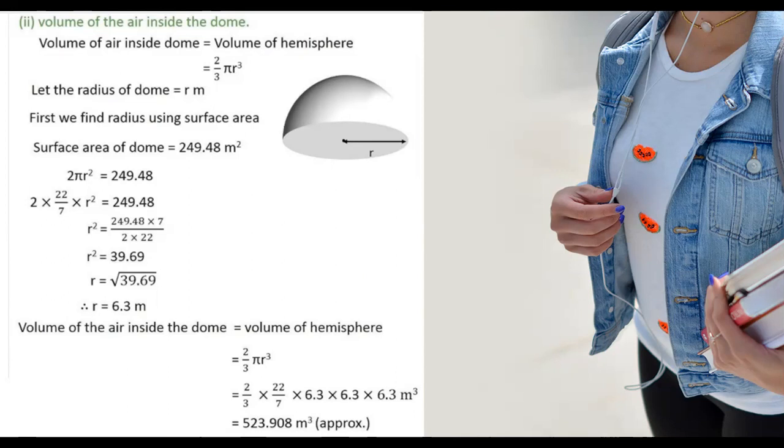So 2 pi r square is equal to 249.48 meters square. Now substituting pi as 22 by 7, we get the r value as 6.3 meters. So the volume of air inside the dome is equal to volume of the hemisphere, which is 2 by 3 pi r cube. Now substituting the value of pi as 22 by 7 and r as 6.3, we get 523.908 meter cube.